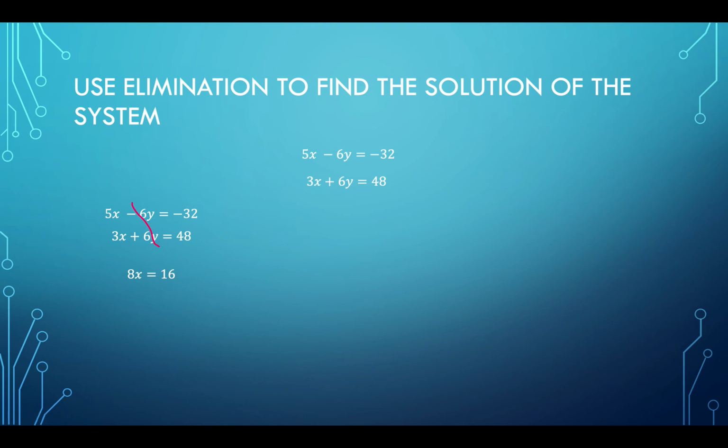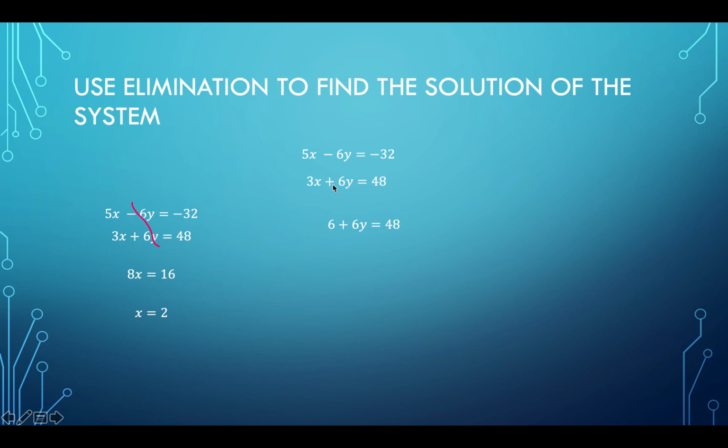Now we got to get x by itself, so we divide each side by 8, and when we do that, we get x is equal to 2. Remember, because we're finding a solution of the system, we got to have both x and y. So now what you go ahead and do is you plug in to either of these equations. Wherever there's an x, you plug in 2.